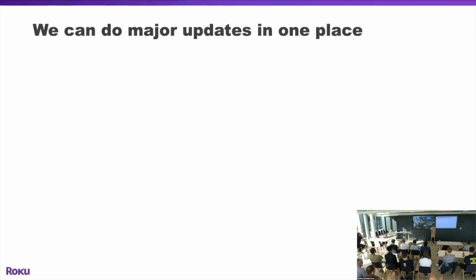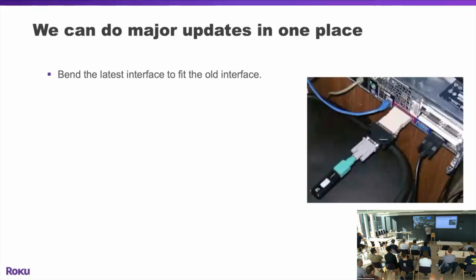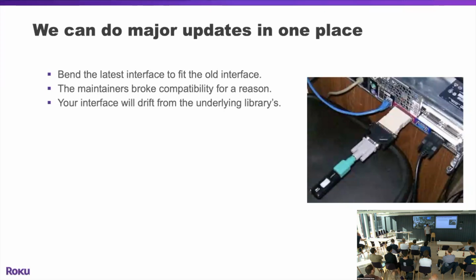Next myth to debunk. Well, Tim, if we abstract it, then we can do all of the updates in one place. But do you really, really want to take the newest interface and bend it to fit the old interface? That reminds me of this. Don't do this. And there's a reason maintainers break compatibility, right? They don't just do this for fun. Maybe they want to make the API more approachable. There's some benefit. And if you have your own abstraction, then your users aren't going to reap that benefit.